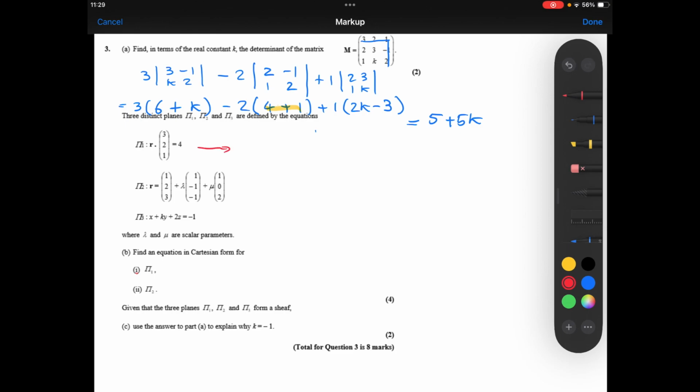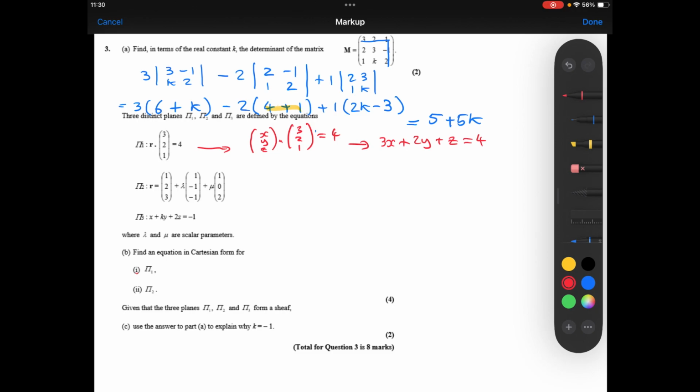So for the first plane, let's replace that r with x, y, z. We can see the normal vector is 3, 2, 1 is equal to 4. Multiplying out, x times 3 is 3x, plus y times 2 is 2y, plus z times 1 is z, is equal to 4. That's my Cartesian equation for the first plane.